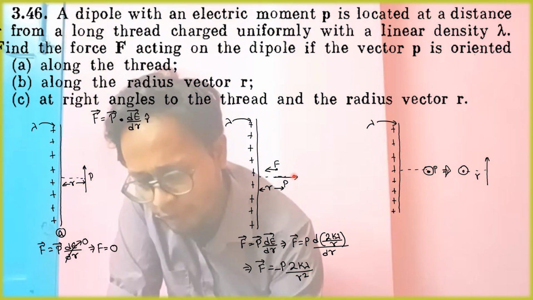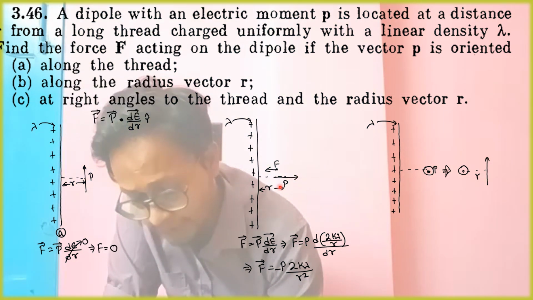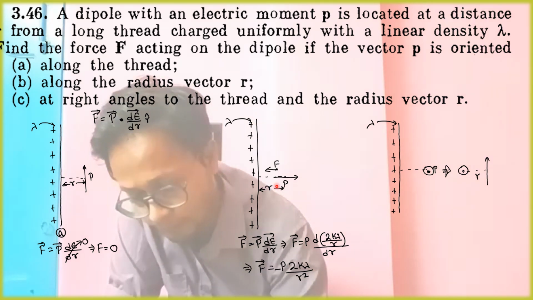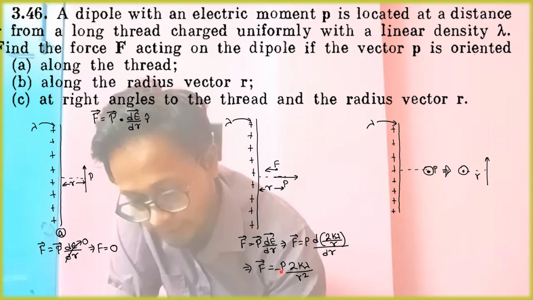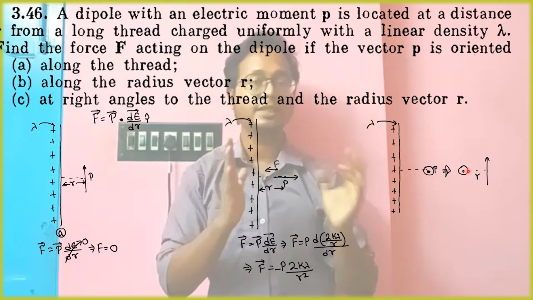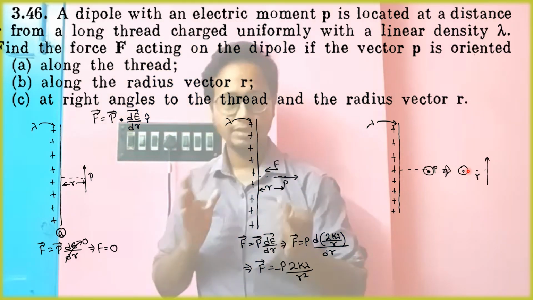Why? See, if you apply common logic, the positive charge is farther away from this wire, and the negative charge is towards the wire. So the attractive force will be greater than the repulsive force. So net force is nothing but P into 2k lambda by r square, which is the same result as the previous question or previous slide that I showed.